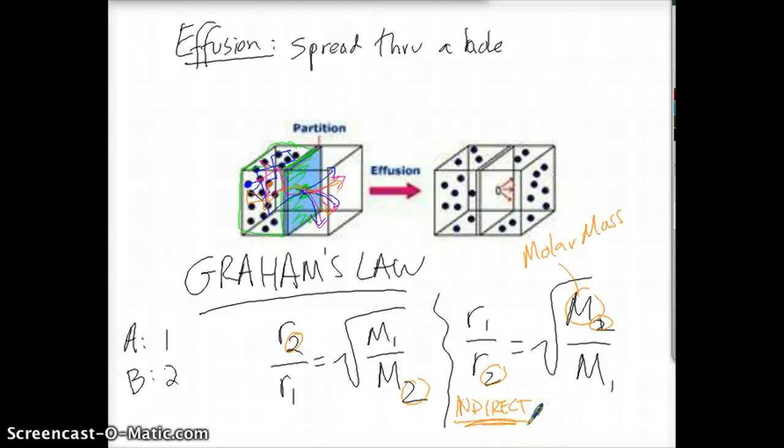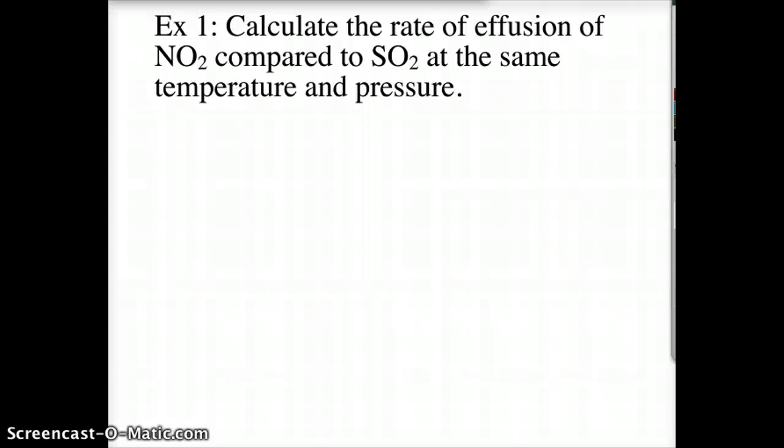So we need to know how to apply that knowledge into both quantitative and qualitative problems. So let's do a couple together here first. Example 1. Calculate the rate of effusion of NO2 compared to SO2 at the same temperature and pressure. So let's think, we're working backwards. We're trying to figure out rate of effusion, okay? So my goal is rate of effusion.